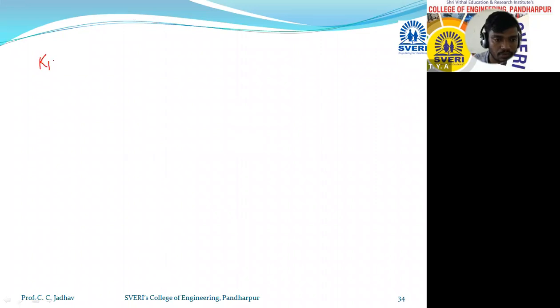K1 हा हेअर क्रॉस सेक्शन एरिया दिलेला नाही, सो वरती एक लाईन द्यायची. Assuming cross section area is unit for each element. म्हणजे थर्मल अनालिसिस मध्ये क्रॉस सेक्शन एरिया दिलेला नसतो, तो तुम्ही एक अज्युम करायचा. K1 इज इक्वल टू KA पहिल्या एलिमेंट साठी स्टील साठी into area divided by length, 1 into 1 minus 1 minus 1 1.